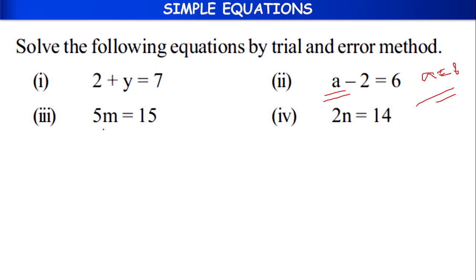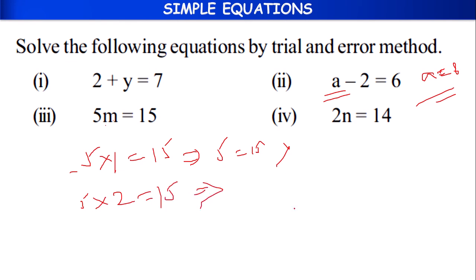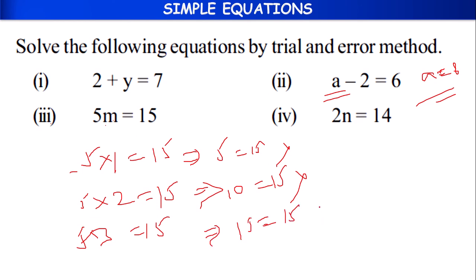Here, in the place of m, let's start with 1. 5 into 1 equal to 15 implies 5 into 1, 5 equals to 15. Wrong. Next, let's start with 2. 5 into 2 equals to 15. 5 twos are 10, 10 equal to 15. Wrong. Let's start with 3. 5 into 3 equal to 15. 5 into 3, 15 equals to 15. So, which is true. So, m value is 3 for this equation.